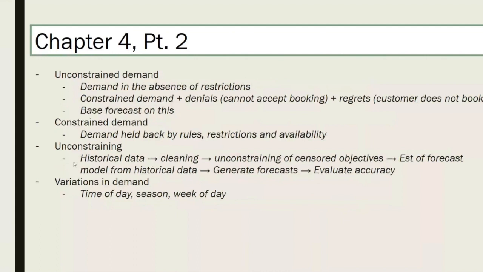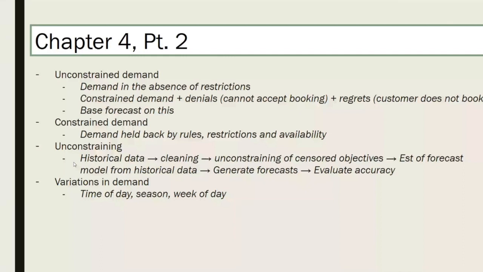Next, we look at the definition of unconstrained demand. So unconstrained demand simply is the demand in the absence of restrictions. Essentially, it looks at the whole demand of the market. So assuming you had an infinite amount of rooms, this is the demand that you have. Unconstrained demand can be calculated by taking the constrained demand, adding the denials, and adding the regrets.